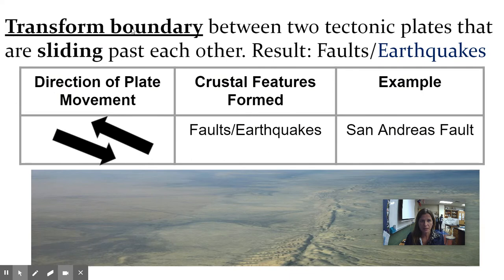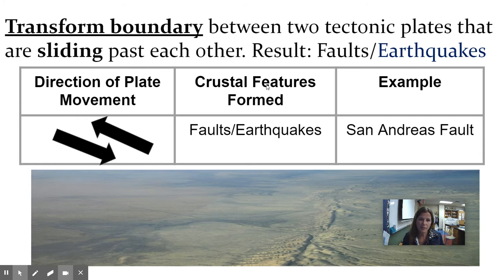Transform boundary is the first type of boundary. This is a boundary between 2 tectonic plates that are sliding past each other. The result are faults. Earthquakes are going to occur at all plate boundaries. So let's look at the direction of the motion of a transform boundary. So again, transform boundary, you have the plates sliding past each other.